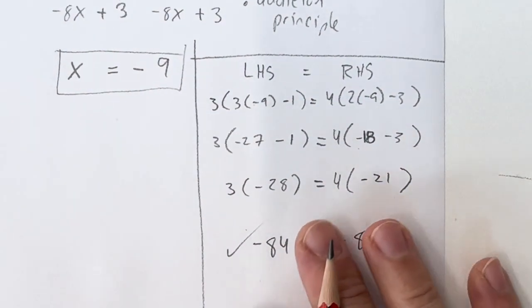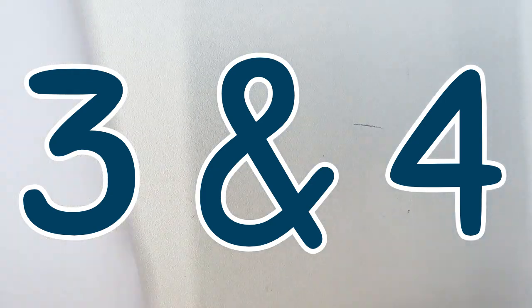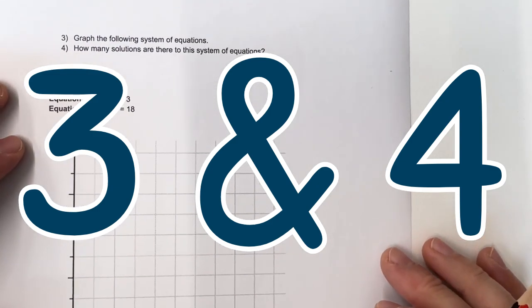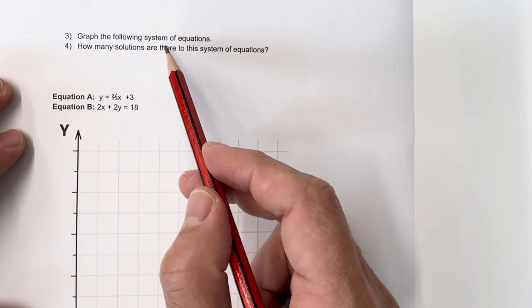All right, moving on. Let's keep it going to question number 3. Question number 3 says, 3 and 4. So here we go. Graph the following system of equations.